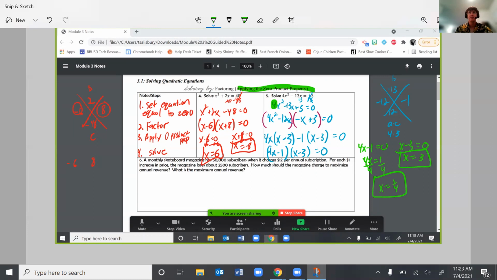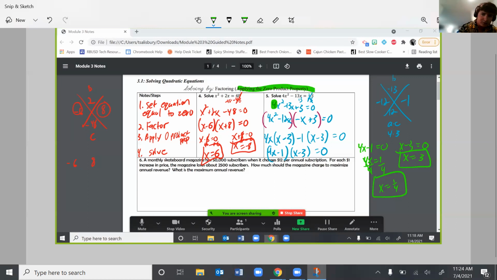Okay. Same idea here for my next problem. A monthly skateboard magazine has 50,000 subscribers when it charges $12 per annual subscription. For each $1 price increase, the magazine loses about 2,500 subscribers. How much should the magazine charge to maximize annual revenue? What is the maximum annual revenue?